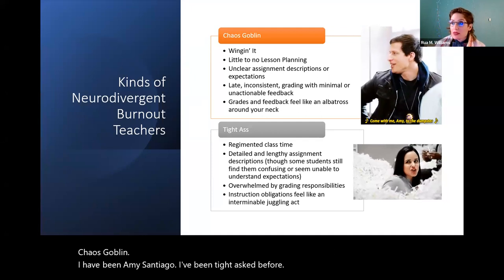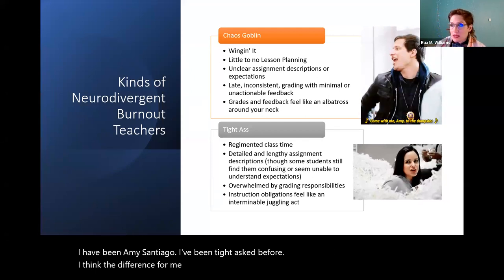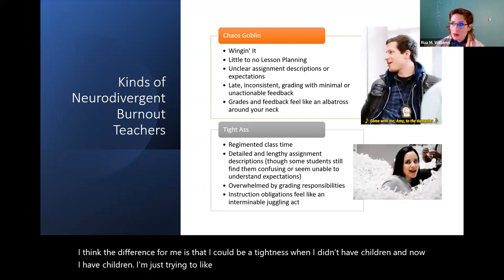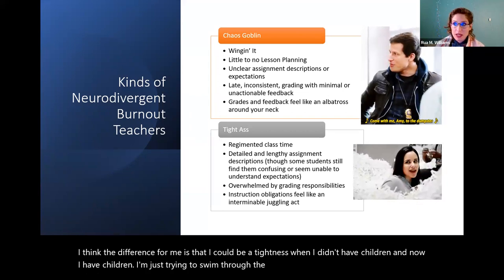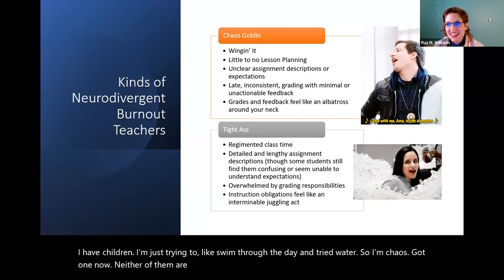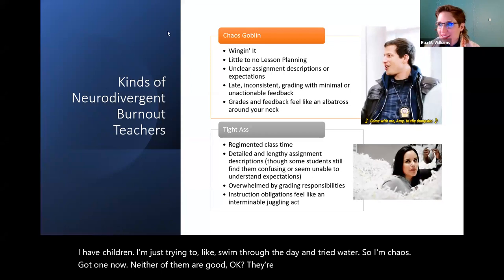I think the difference for me is that I could be a tight ass when I didn't have children, and now I have children and I'm just trying to swim through the day and tread water, so I'm Chaos Goblin now. Neither of them are good. Okay, but anyway.